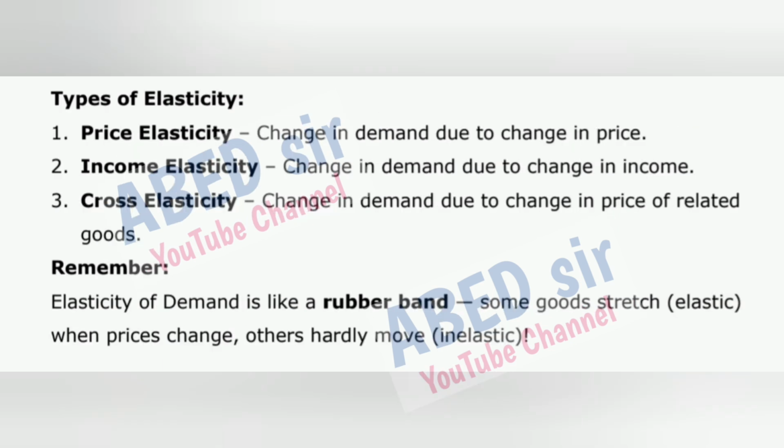Types of elasticity. 1. Price elasticity, change in demand due to change in price. 2. Income elasticity, change in demand due to change in income. 3. Cross elasticity, change in demand due to change in price of related goods. Remember, elasticity of demand is like a rubber band. Some goods stretch, elastic, when prices change; others hardly move, inelastic.